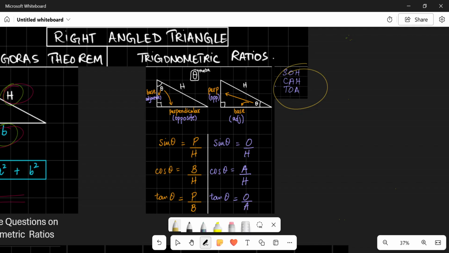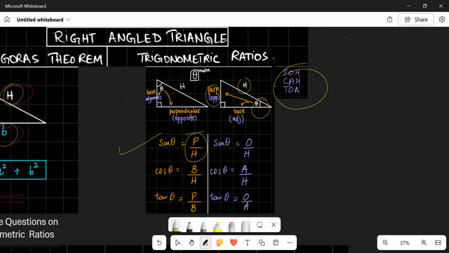We can see in the diagram, this is theta, and the side opposite to theta is the perpendicular, and this is the hypotenuse. So the opposite of theta here is the perpendicular. So sine theta is perpendicular over hypotenuse. So this is about sine theta.